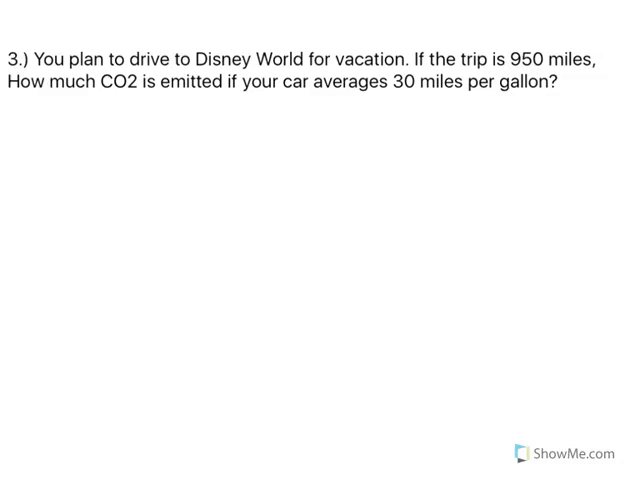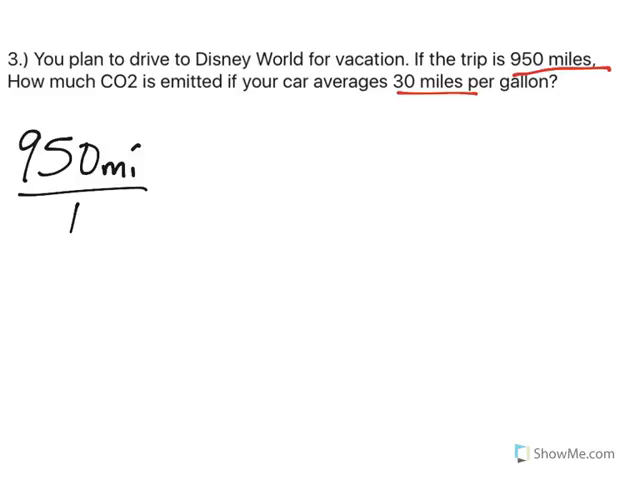Number 3, you plan to drive to Disney World for vacation. If the trip is 950 miles, how much CO2 is emitted if your car averages 30 miles per gallon? Okay, so start with how far you are driving. And you know CO2 is in pounds, so you could work backwards if you're not sure where to start. I'll do it two different ways.